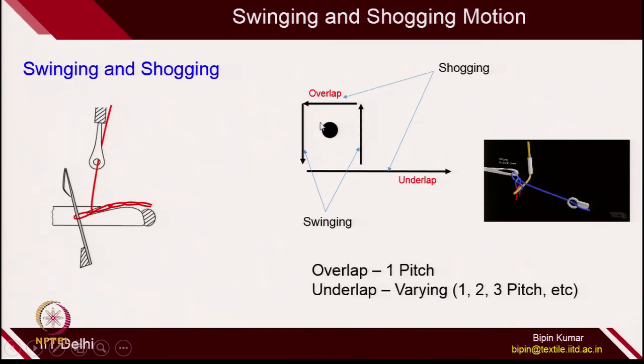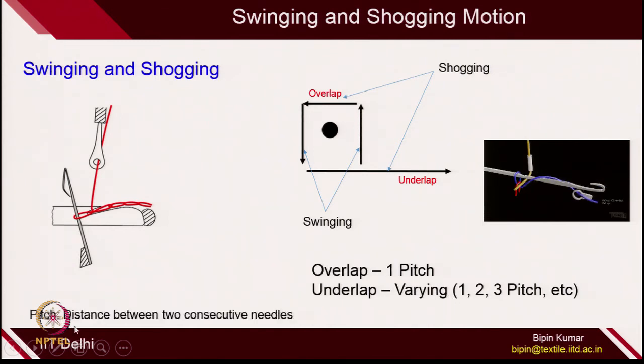So, if you observe the shogging motion, especially the overlap and underlap, the distance which the guide bar can move is different. On the front side, since it is giving yarn to the needle, the overlap distance will always be one pitch. And if you remember, the pitch is defined as the distance between two consecutive needles. So, the overlap distance of the guide on the front side of the needle will always be one pitch, either from right to left or left to right.